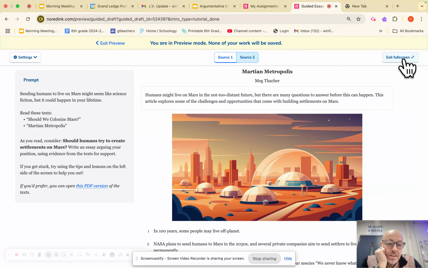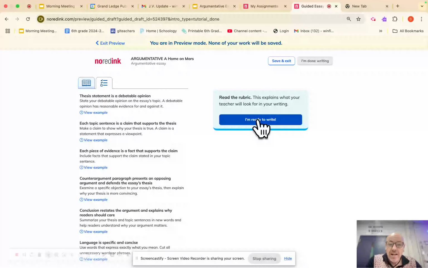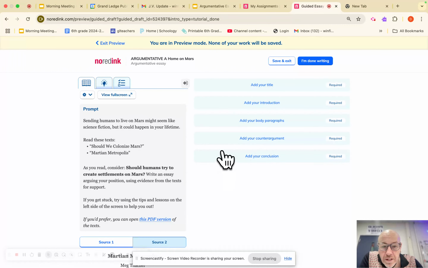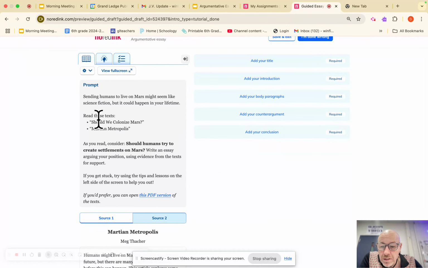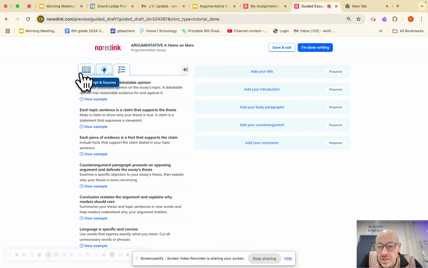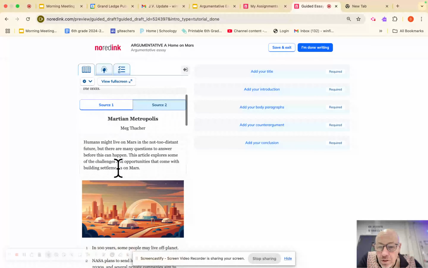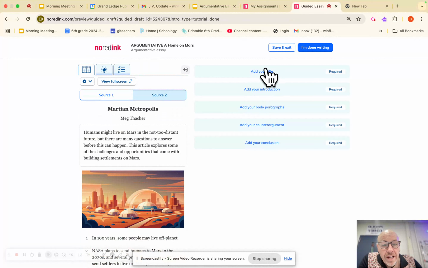I'm going to exit the screen on the two different sources or articles, and then I'm going to say I have read everything. And then I'm ready to write. Now we have some extra things to help us. I would choose to keep your articles over here. You're going to want to add a title in your introduction.